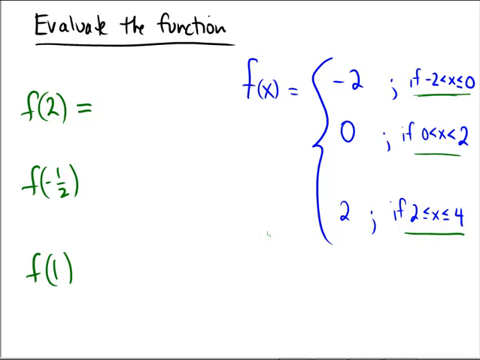Each number you put in will only satisfy one rule, and this one happens to satisfy the third rule. And what does the third rule say to do? It just says to put the number 2. So the answer is 2.